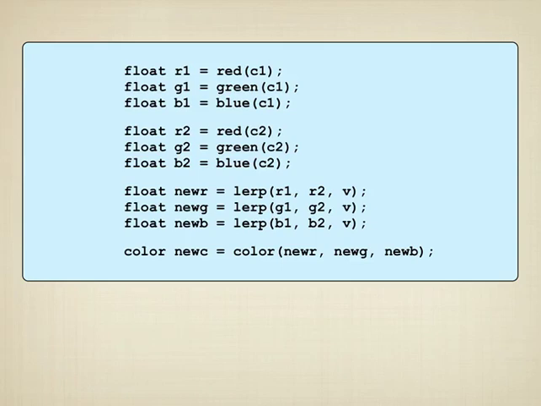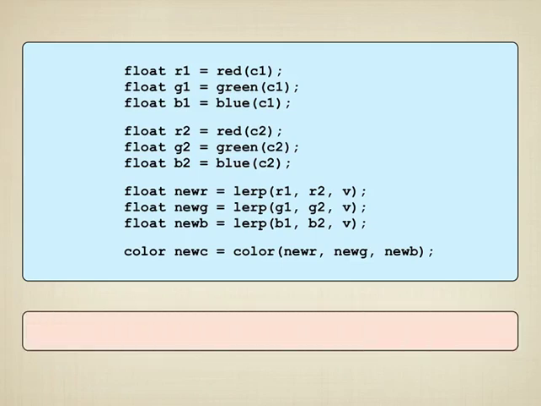So all I have to do is pull the colors apart, lerp the individual red, green, and blue pieces, and put it all back together again. If I don't want to type these 10 lines of code and create all these variables, all I have to do is type lerpColor once. lerpColor takes 2 color variables, c1 and c2, and a float, v, and gives us back a new color that is blended from c1 to c2.